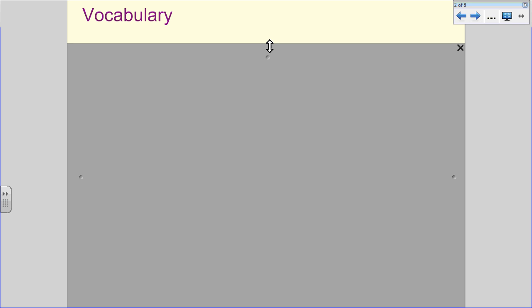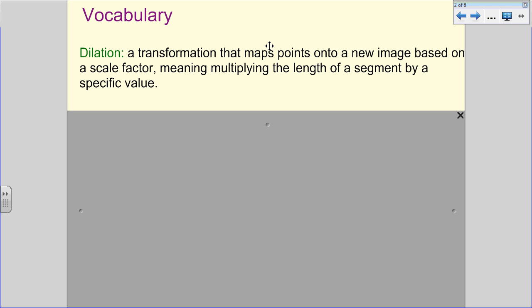All right, so our vocab. A dilation is a transformation that maps points onto a new image based on a scale factor. So it's all of that vocab that I just mentioned. So we're looking at mapping, going from one object to a new object, which means you multiply the length of the segment by a specific value.